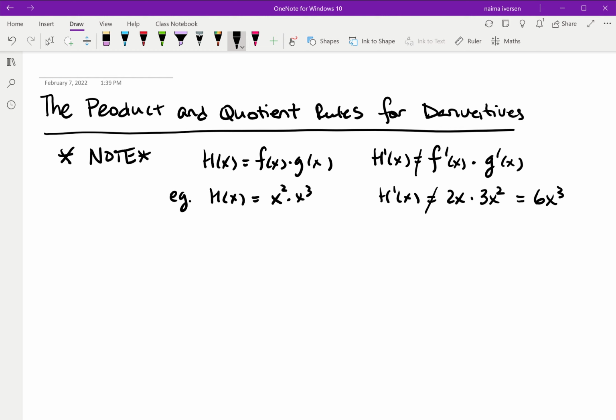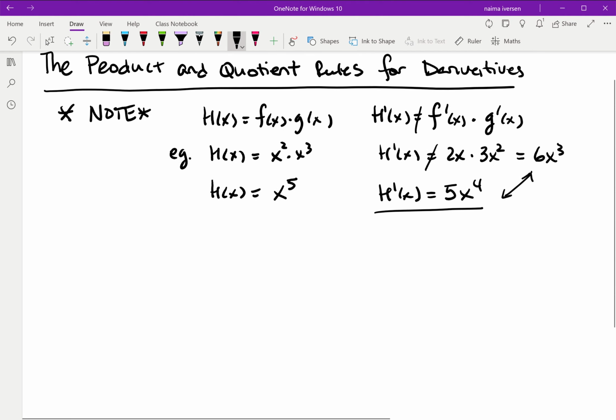So that is not the truth, because if you actually think about how h of x would work, x squared times x cubed would be x to the 5th. And if we did our little song, bring the power down, reduce the power by 1, we would actually get a derivative of 5x to the 4th, which as you can see is not equal to 6x cubed at all. So in that way, we can't actually just take the derivative by taking the derivative of each one of these things. So what we have to do is figure out what to do if h of x is equal to f of x times g of x.